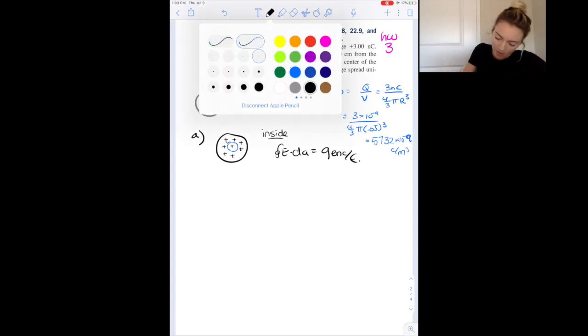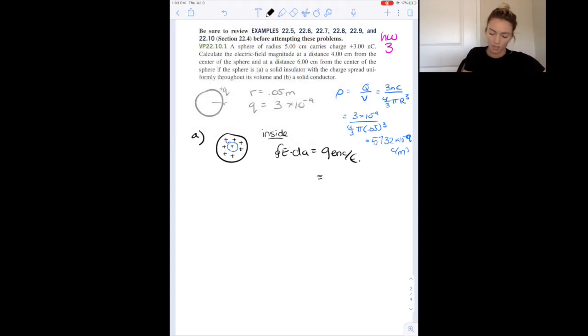Now we can find the Q enclosed. So the Q enclosed at 4 centimeters, so we're looking at 4 centimeters, is just going to be the charge density times the volume at 4 centimeters.